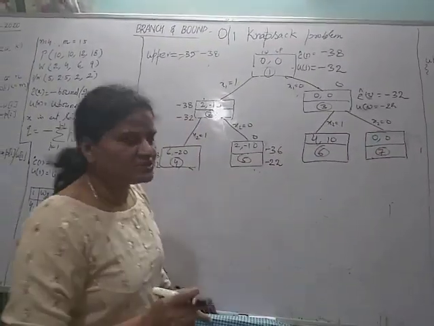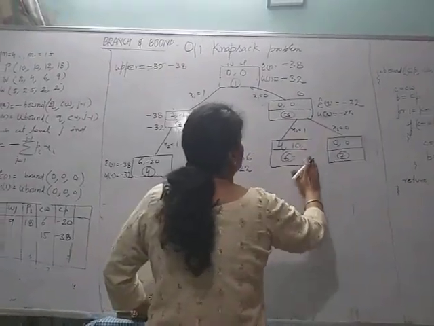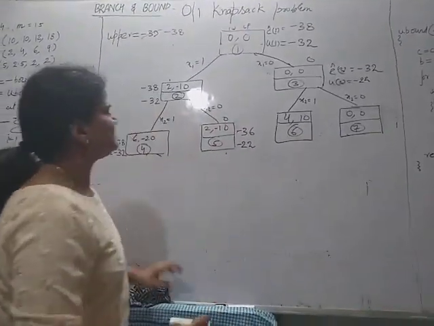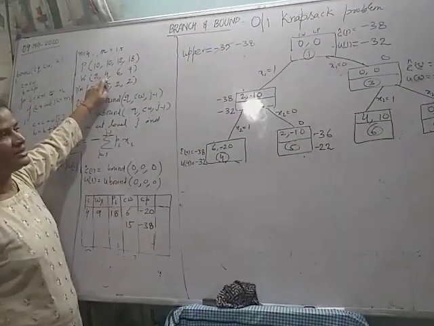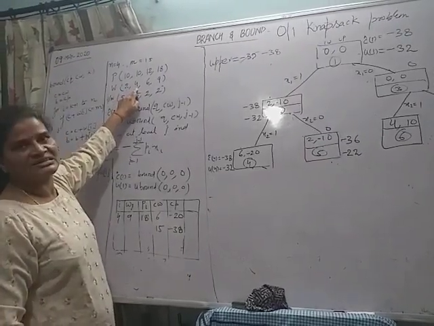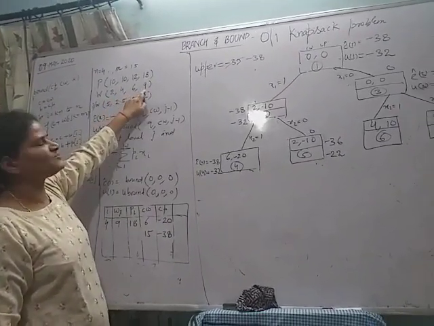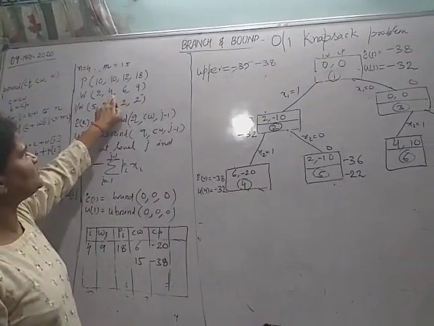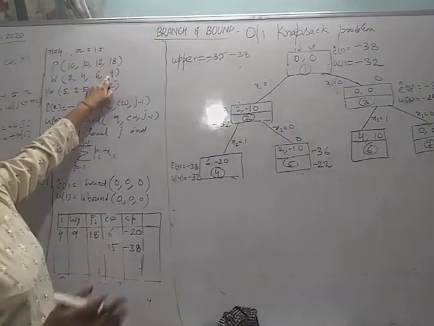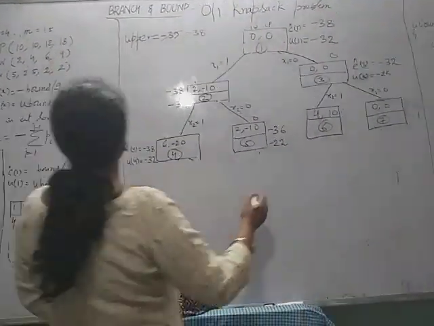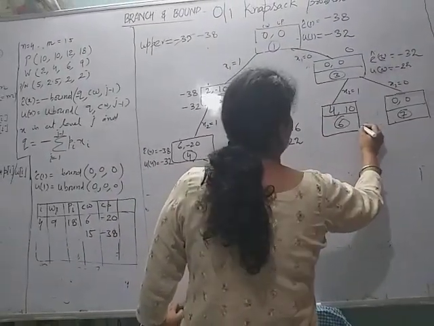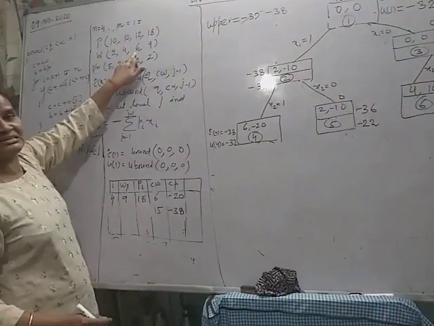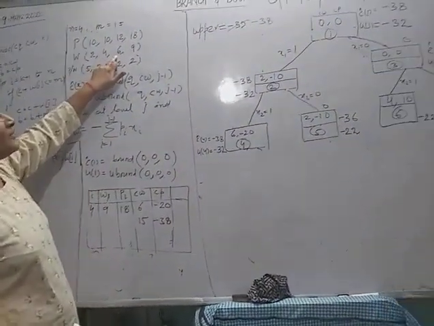Now I have to compute C cap and U cap for both the nodes. For this node, the first weight is excluded and the second weight is included. So 6 plus 4 is 10, and the u bound is minus 22 because 9 cannot be added.